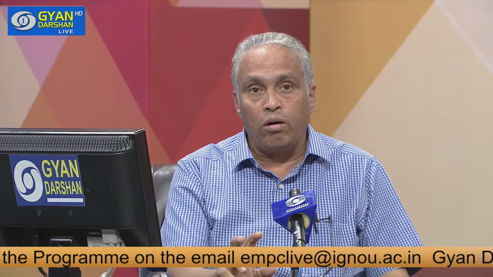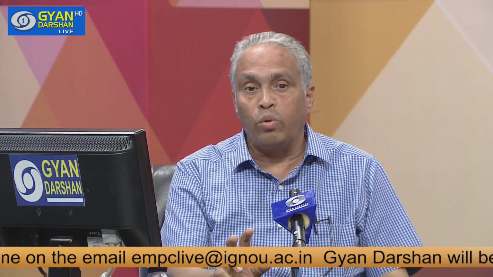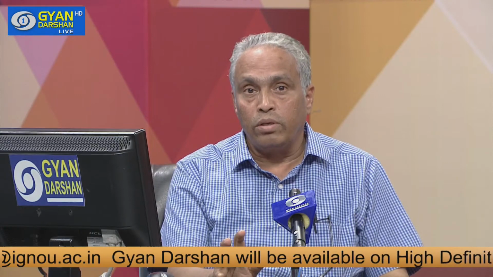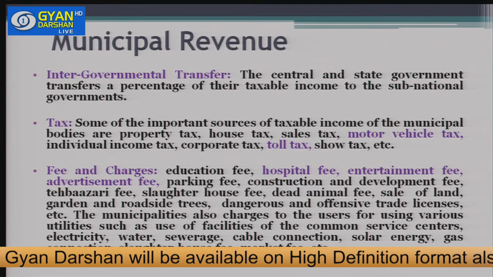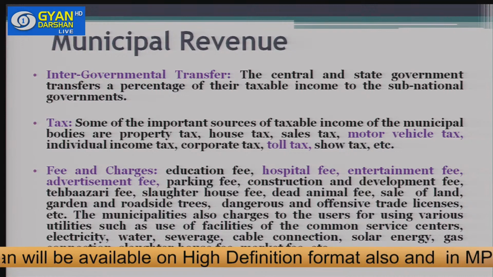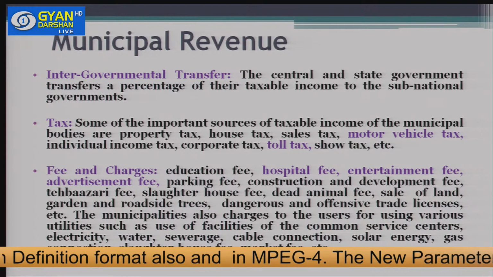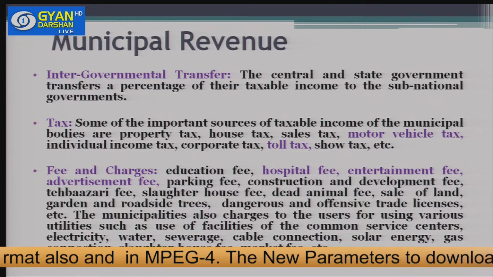And besides that, urban local bodies also have their own taxes. The property tax is the major source of income to the municipal corporation and municipality. Besides, they also have the housing tax, they impose motor vehicle tax, and they impose toll tax.